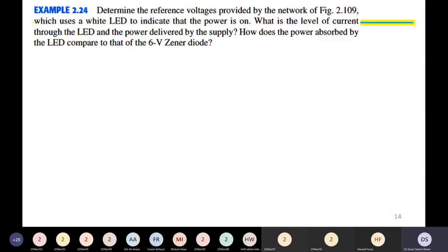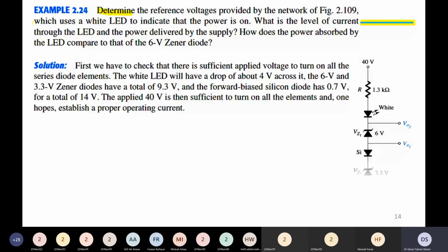Okay, now we come to the next slide. The next slide is an example, example number 2.24. The statement of the example is: determine the reference voltages provided by the network of figure 2.109, which uses a white LED to indicate that the power is on. What is the level of current through the LED and the power delivered by the power supply?